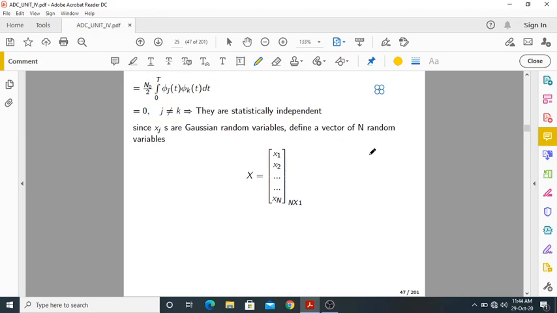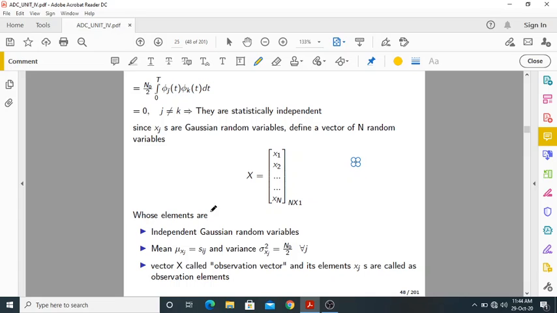Now, so here I am writing, since xj's are Gaussian random variables, they are defined in the vector form. So this is the vector capital X. It contains n elements, namely x1, x2, so on, xn, with order n cross 1. Now, what is X called? It is called an observation vector or received vector.